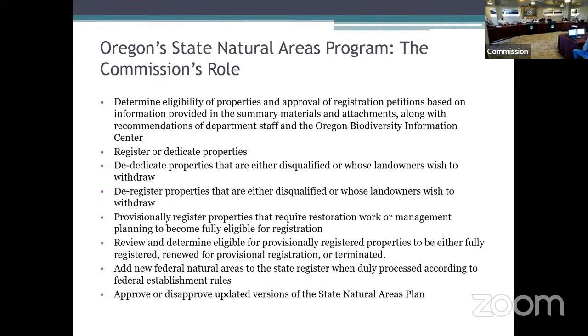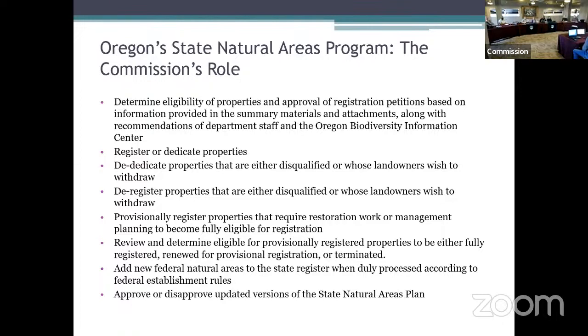So, the commission's role in the state natural areas program. The first one is to determine the eligibility of properties and approve registration petitions based on the information that I will provide in a commission brief explaining the property that's being proposed. And this is sort of the judge phase. Previously, in 2011 and before, the Natural Heritage Advisory Council would also advise on this and provide sort of a vote amongst those council members as to whether or not the property qualified and whether they recommended that property.